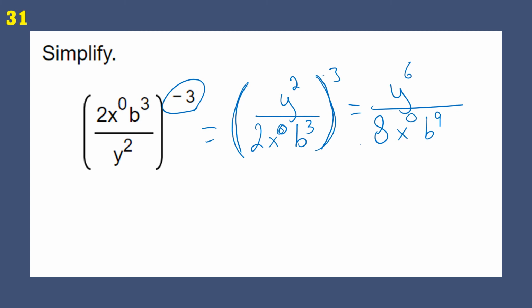So I'm almost done. I need to see if there's anything I can simplify. I noticed that there's no negative exponents. That's good. But this 0 exponent actually means that I can cancel this whole thing out. So my final answer ends up being y to the 6th over 8b to the 9th.